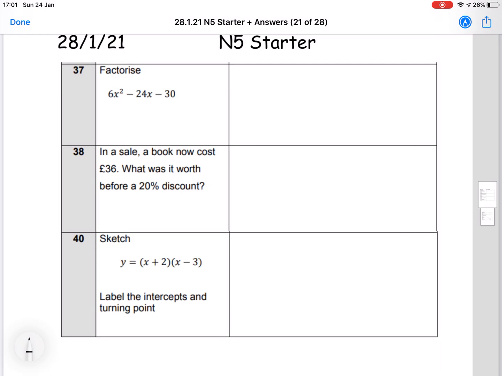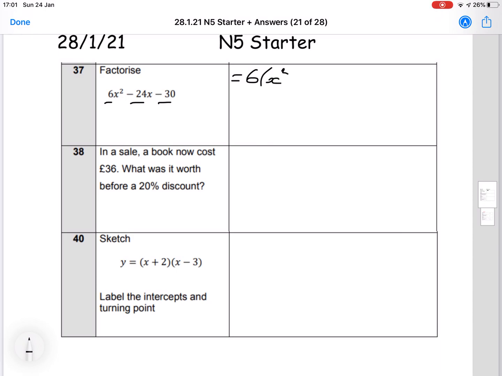So question 37, we have factorise 6x squared minus 24x minus 30. The first thing we do with any factorising is we look for a common factor. All of these terms divide by 6, so our common factor is going to be 6. And if we take that out, it's going to make the trinomial a little bit easier to solve.